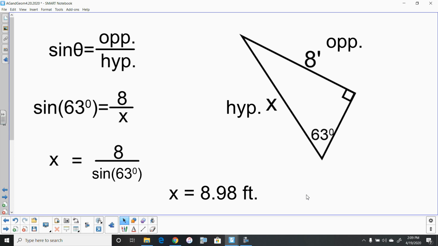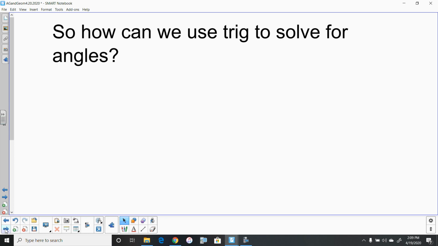In this case, our units are feet. You can either write feet or the single tick mark there. And that's just a little bit of a review from the lesson from before the break. I hope that helps. Moving on to some new stuff here.